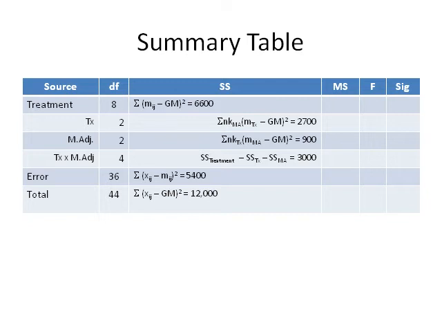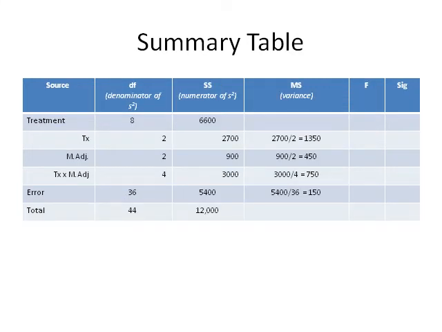Let's imagine that the numbers that appear in each row of the sums of squares column were obtained in our analysis. We will use these numbers to compute the mean square and the F for this summary table. We next turn our attention to MS, or mean squares. Remember that a mean square, or the mean of the sum of the squares, is another name for a variance, and it is computed by dividing sums of squares by degrees of freedom.